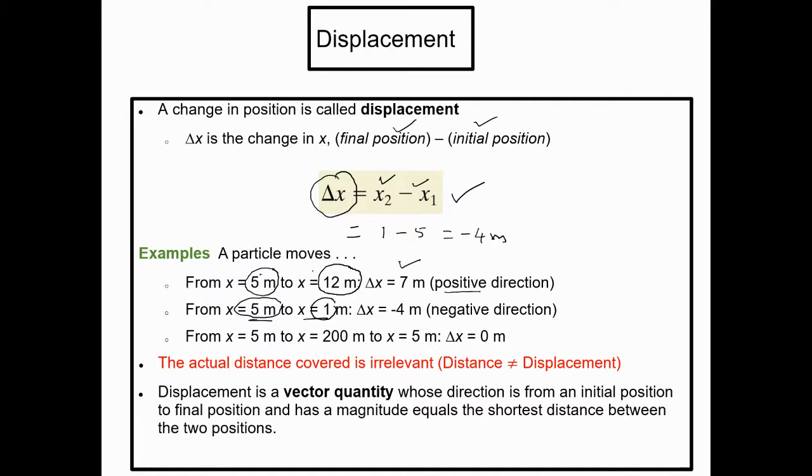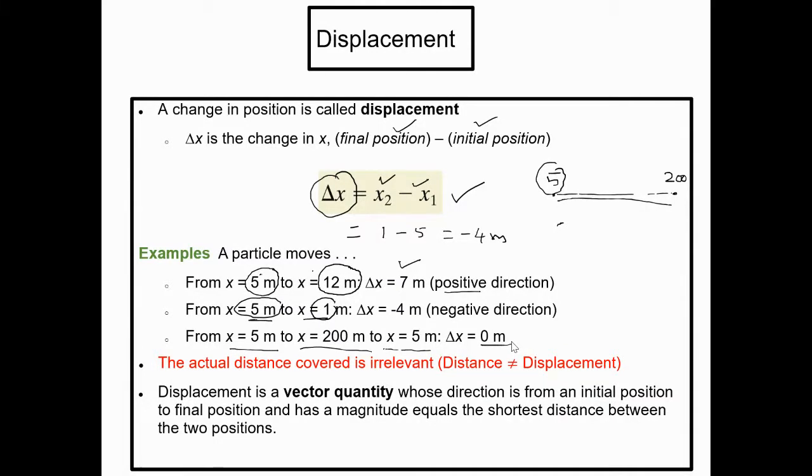The third example is very, very important. Here we are giving 3 positions. Initially the object is at 5 meter, then it travels up to 200 meter, and then once again it comes back to 5 meter. So what will be your initial and final position? My initial position is 5. My final position is also 5. So 5 minus 5 gives you 0. When you calculate the displacement, you should not consider the intermediate one. You have to consider the initial as well as the final.